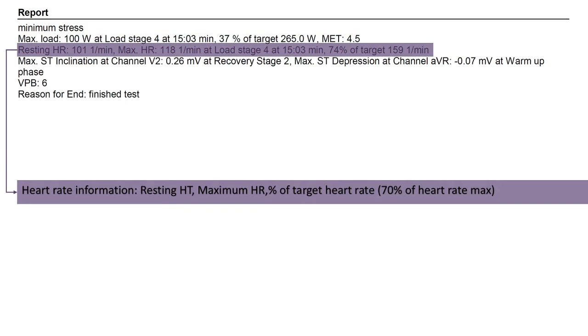Then we get resting heart rate variables like resting heart rate. Resting heart rate of 101 beats per minute represents sinus tachycardia, and the maximum heart rate was 118 beats per minute. Maybe this person was stressed before the test. However, this person's heart rate only increased by about 17 beats per minute, which is very, very low, and that's why it's minimum stress. Alright, the person reached 74% of their target heart rate, which was 159 beats per minute.